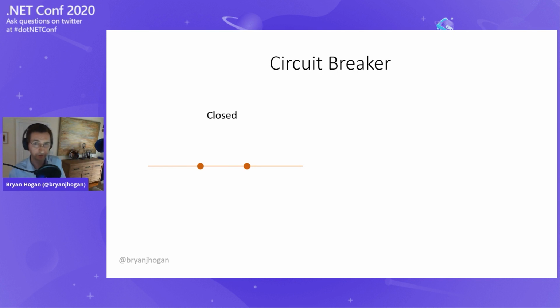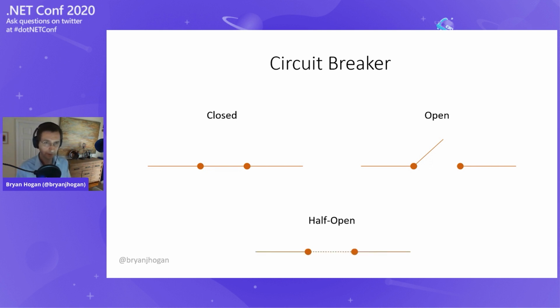A circuit breaker has 3 states. The closed state is the normal operational state. Closed like an electrical circuit, current flows. In our case, requests flow. Open, no requests are flowing. And if a caller makes a request via something protected by a circuit breaker, they will get a broken circuit exception immediately, no delays.